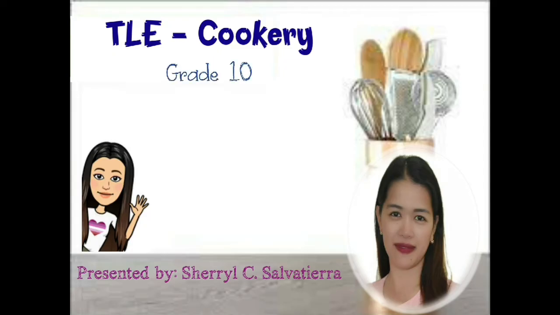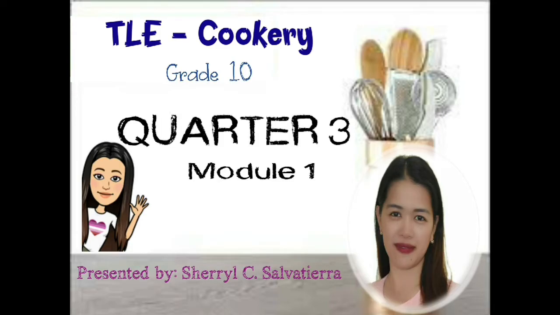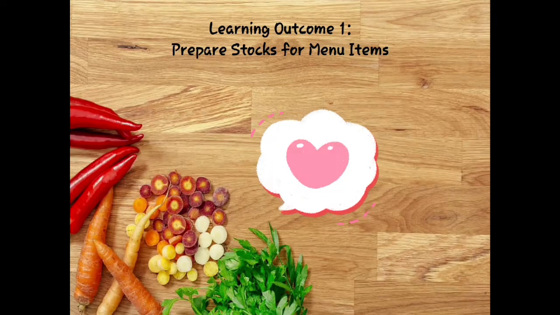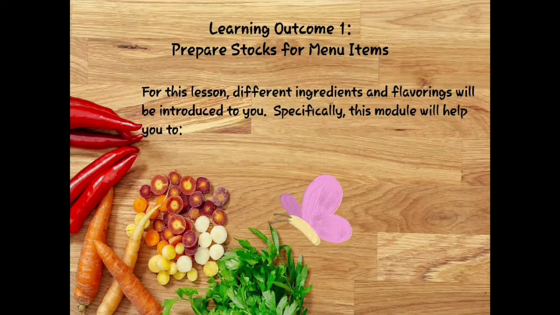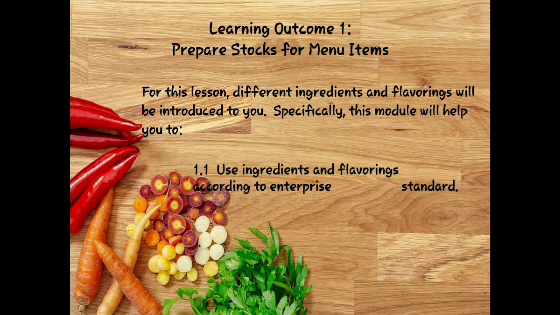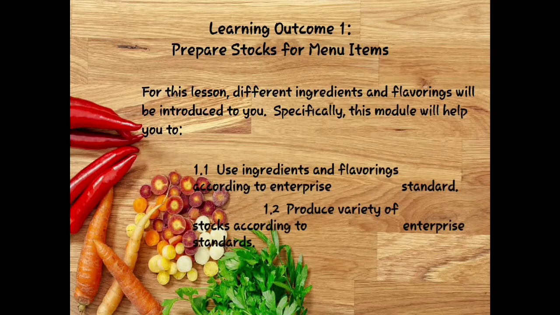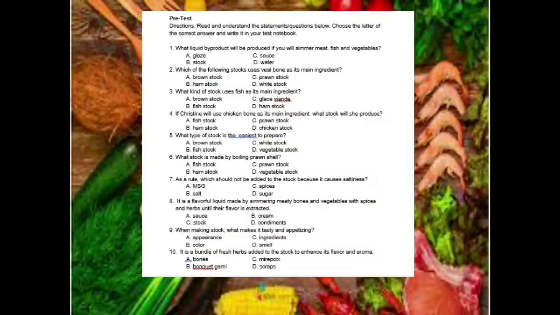For today's lesson, we are going to tackle Module 1 for the third quarter. For learning outcome number 1, prepare stocks for menu items. For this lesson, different ingredients and flavorings will be introduced to you. Specifically, this module will help you to use ingredients and flavorings according to enterprise standard and produce a variety of stocks according to enterprise standards.